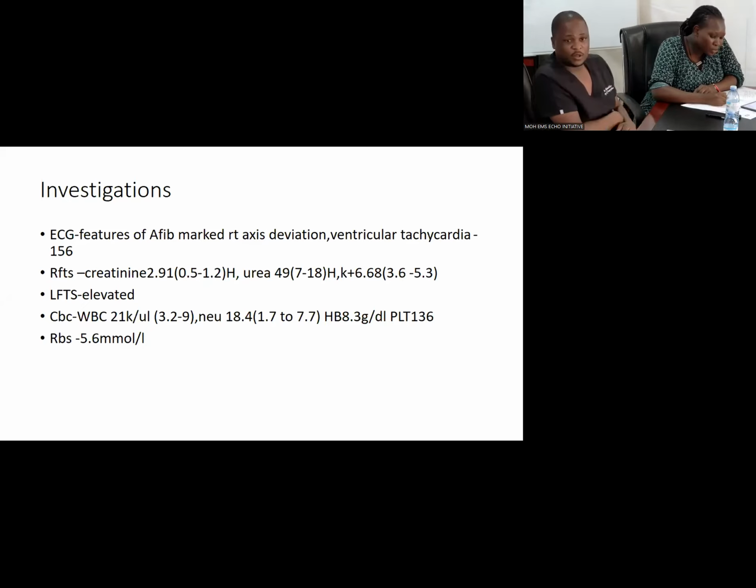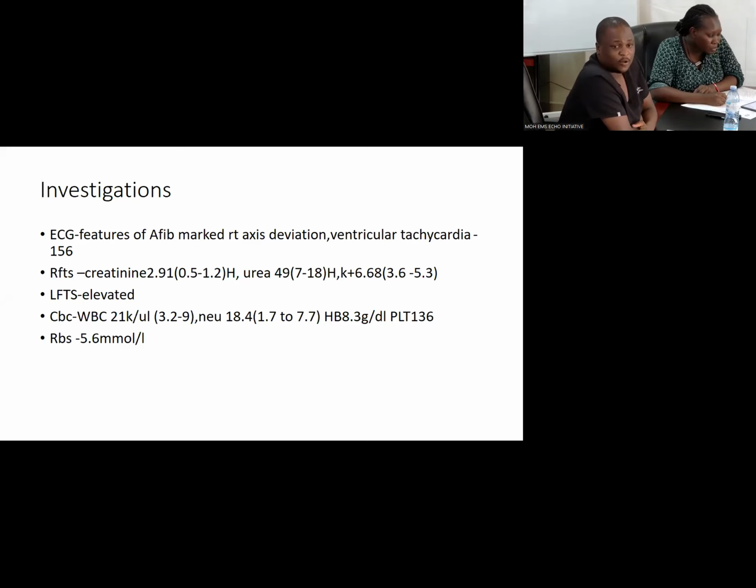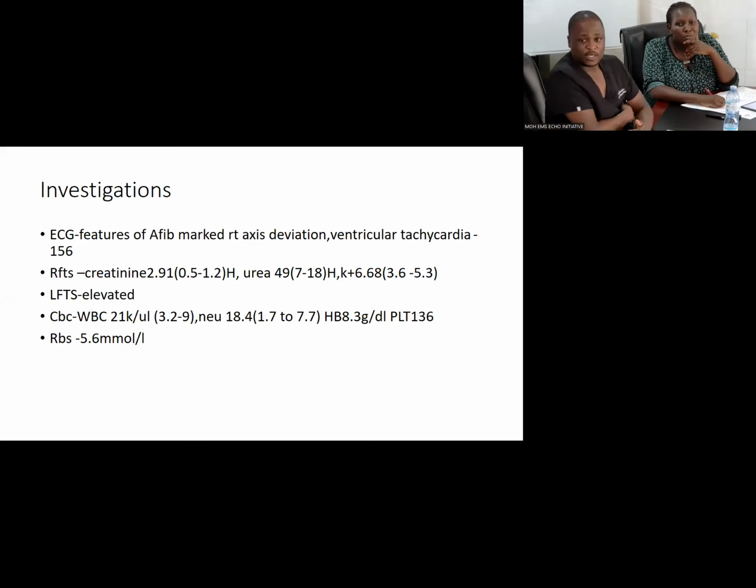Our liver function tests were elevated. On the complete blood count, she had marked leukocytosis of 21. She had neutrophilia of 18. She had hemoglobin of 8.3. Our blood sugars on admission were 5.6 millimoles per liter.